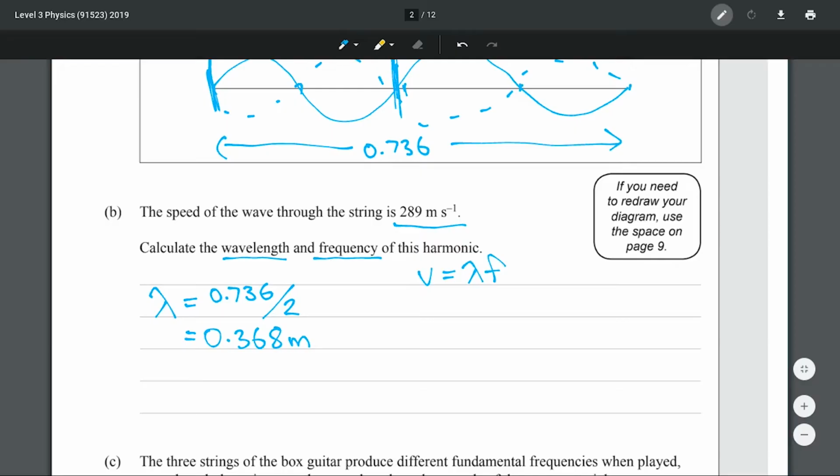Now to find our frequency, we need to use the equation that the velocity is equal to the wavelength times frequency, where the frequency is the velocity divided by the wavelength. Putting in our numbers gives me 785.32, rounding that to 3 significant figures because that's what we're given in the question, gives us 785, and the units are, of course, hertz.